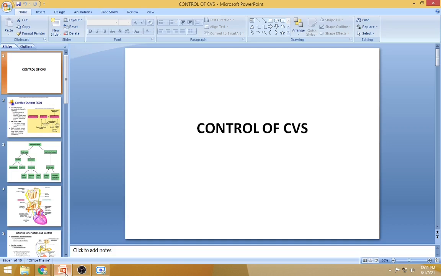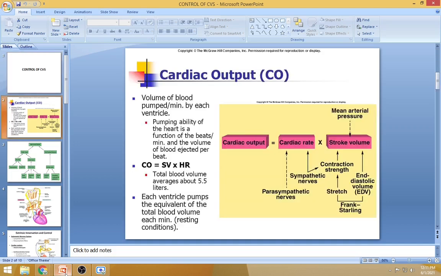So the function of the heart is basically to create an output that we call the cardiac output. Cardiac output is nothing but the volume of blood that is pumped per minute by each ventricle. The cardiac output is actually determined by two factors. One is the stroke volume and the other is heart rate.